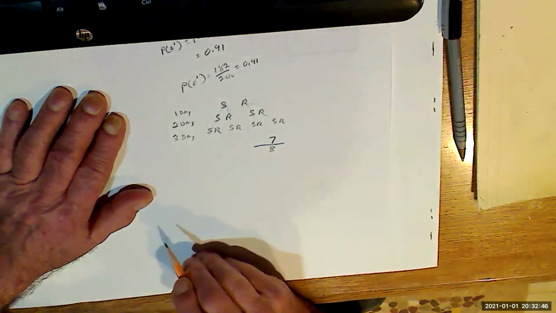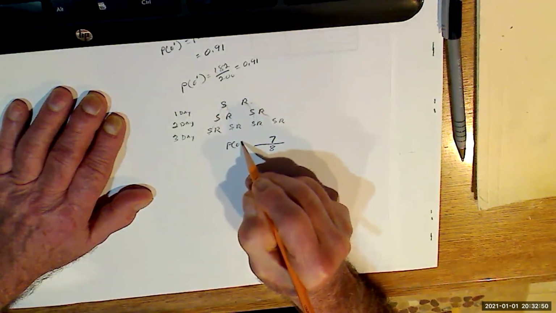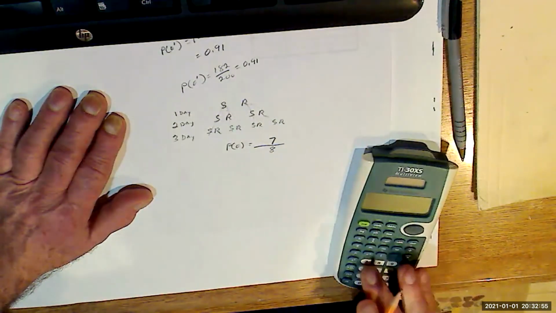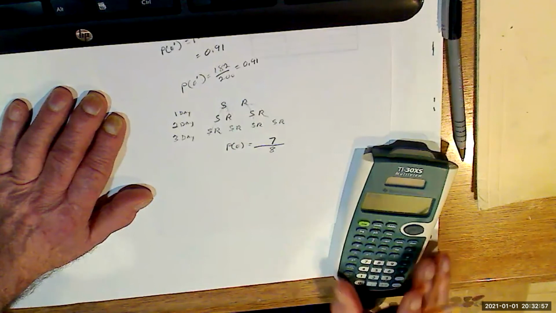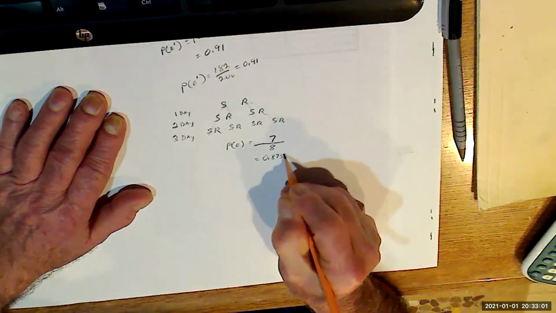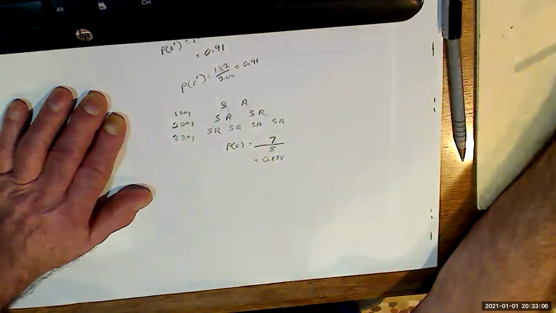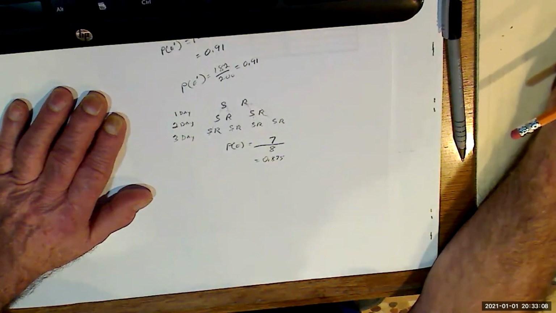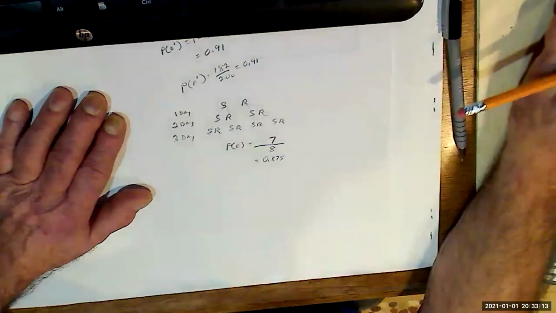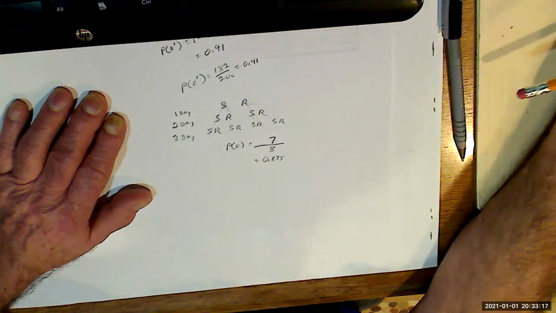So I think the probability of it raining at least 1 day is 7 out of 8. And 7 divided by 8 is equal to 0.875. Let me minimize this and check my answer. 0.875. Got it right. I'm going to go look for another problem.